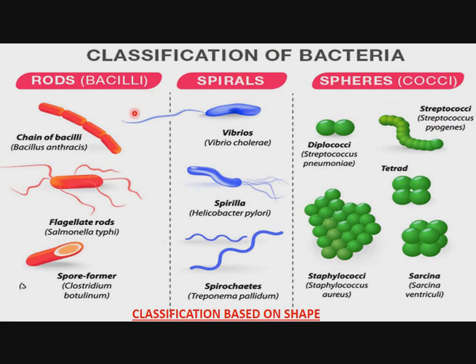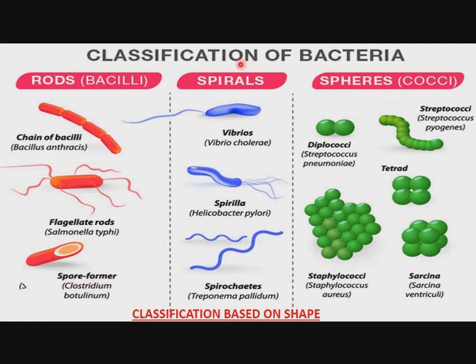Now, we have the bacilli, those that are rod-like in shape. Among these rods, we have those that form a long strand, with different rod-shaped bacteria that clump together. Here you see the bacillus. Here you see the ones that are rods but are flagellated, the flagellate rod. You see the spore former. Here you see the Clostridium botulinum.